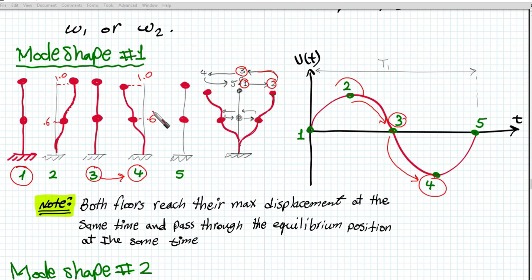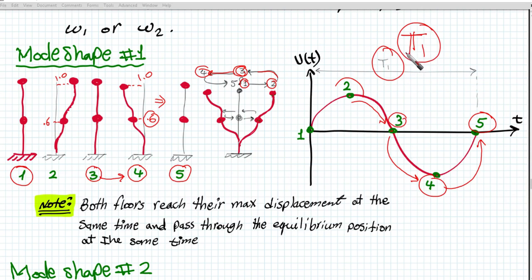It is going to the left, 0.6 at coordinate 1, 1 at coordinate 2, right? So from 3 it goes to 4, 0.4, the maximum. This is the maximum. And then it will go back again to the equilibrium position, 5. From 4 it goes to 5. This is considered to be a complete cycle, T1.